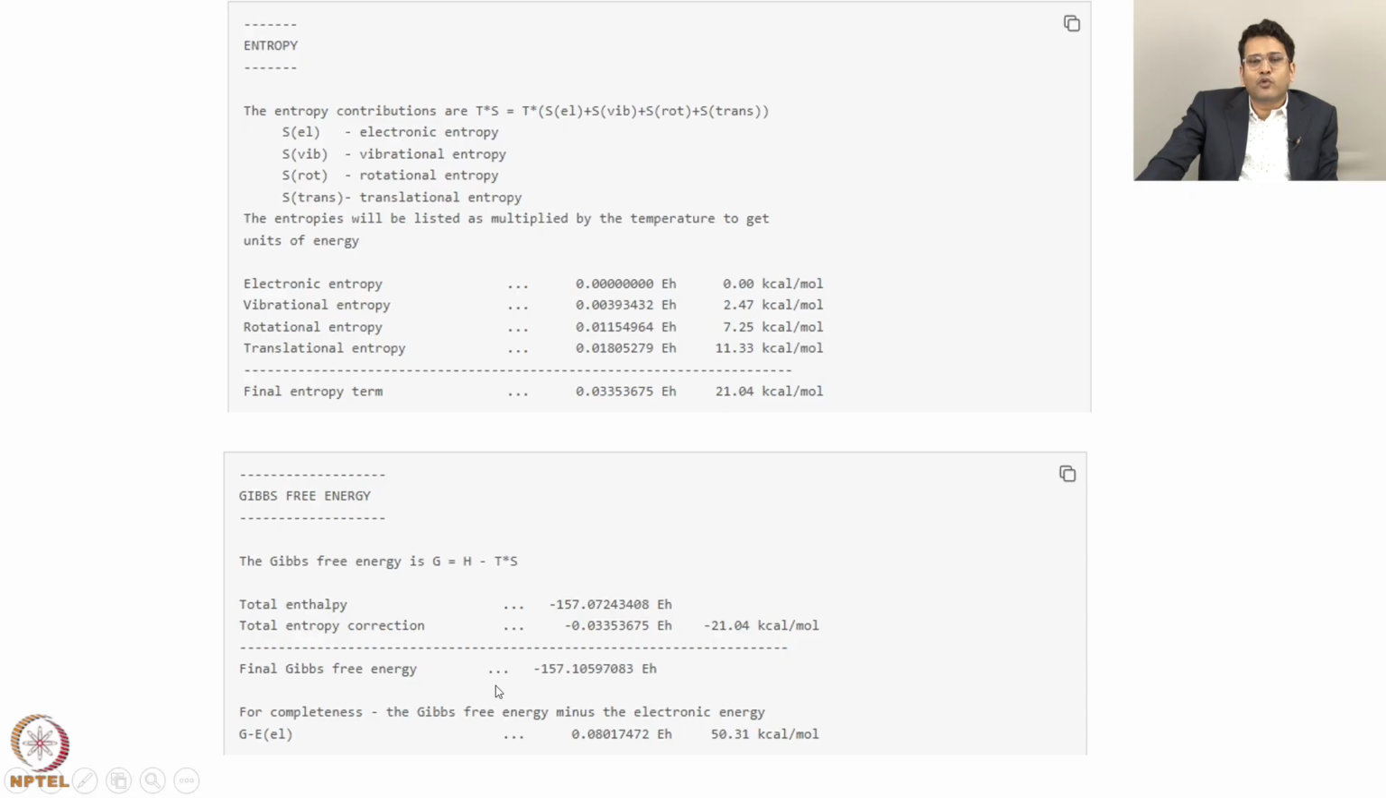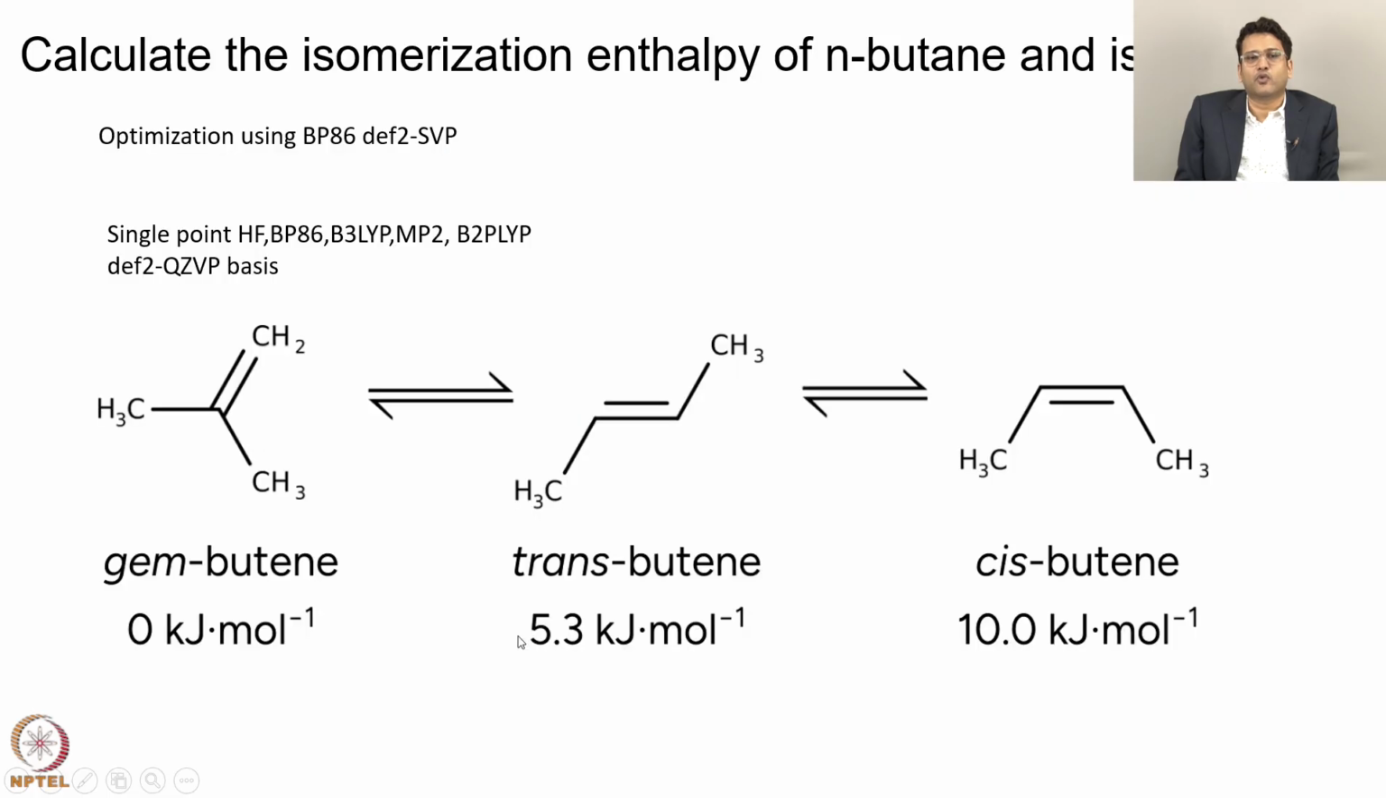So, let us now go to the example we are talking about and see how this gets manifested. This is my test system: gem-butene, trans-butene and cis-butene. We have to draw the structures, optimize them, and then do the single point calculation. For optimization we are going to use BP86 def2-SVP, and for the single point calculation we are going to use def2-QZVP. Now, let us see the levels of calculation one by one.